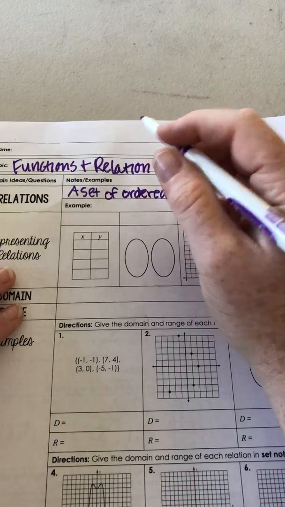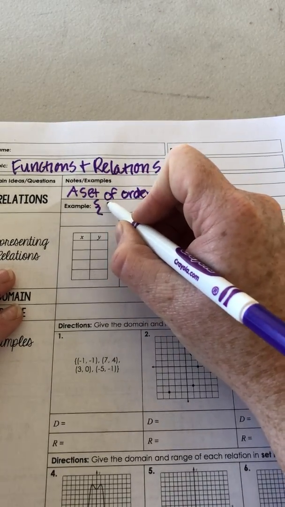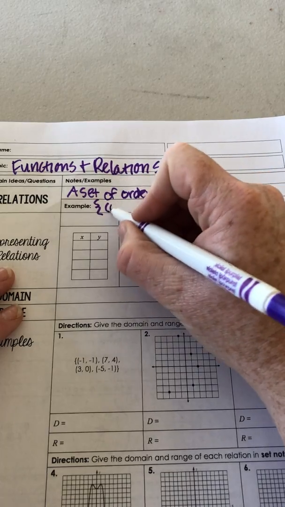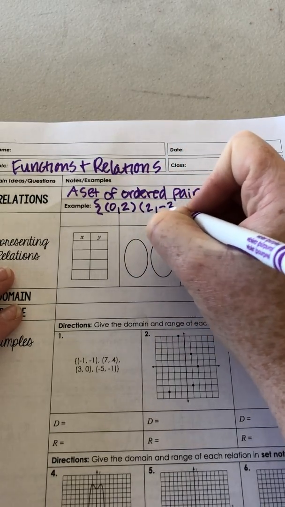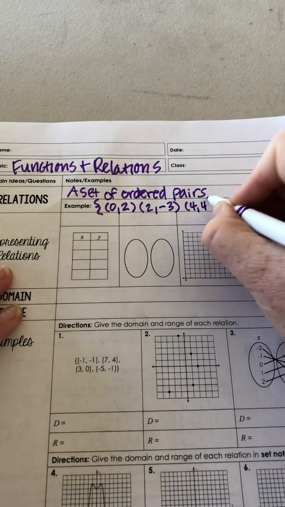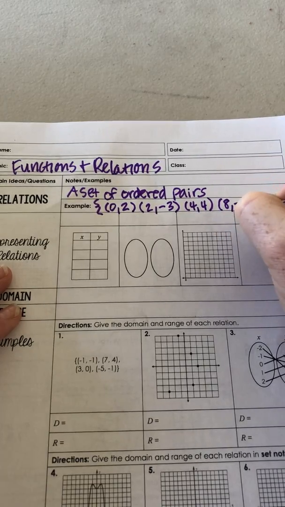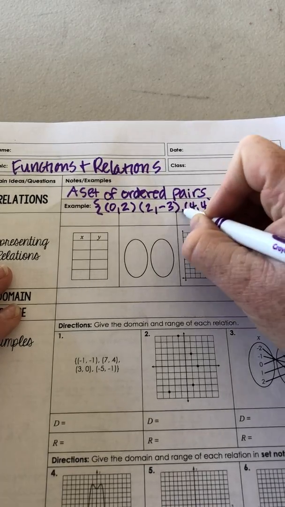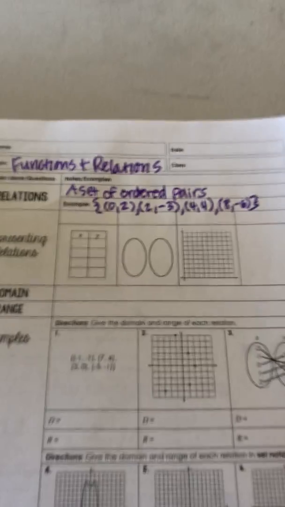So for example, if I give you these ordered pairs in a set, that would be a relation, like 0, 2, 2, negative 3, 4, 4, 8, negative 6. Okay? So 4 sets of ordered pairs there.